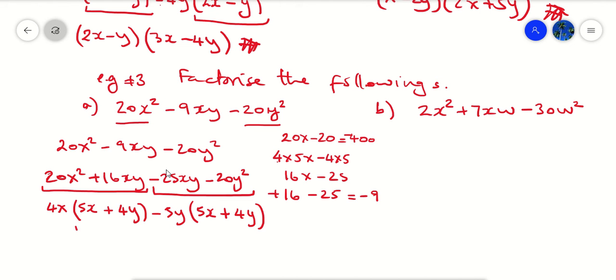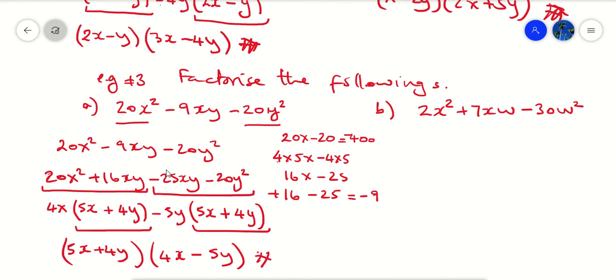If I look at it, the first bracket and this bracket are exactly the same. Pull that outside, it gives me 5x plus 4y. Then from this one here, if I pull 5x plus 4y, I'll be left with 4x, and on this second one, I'll be left with minus 5y, and that will be the end of that example. So our factors will be 5x plus 4y into 4x minus 5y.